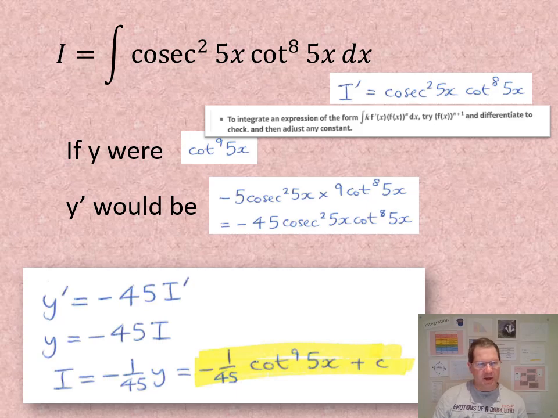So this time when we compare y dash and I dash, we can see that y dash is minus 45 times I dash, hence y is minus 45I, I is minus 1/45th of y, and hence the answer is minus 1/45th of cot 5x to the power of 9 plus c.